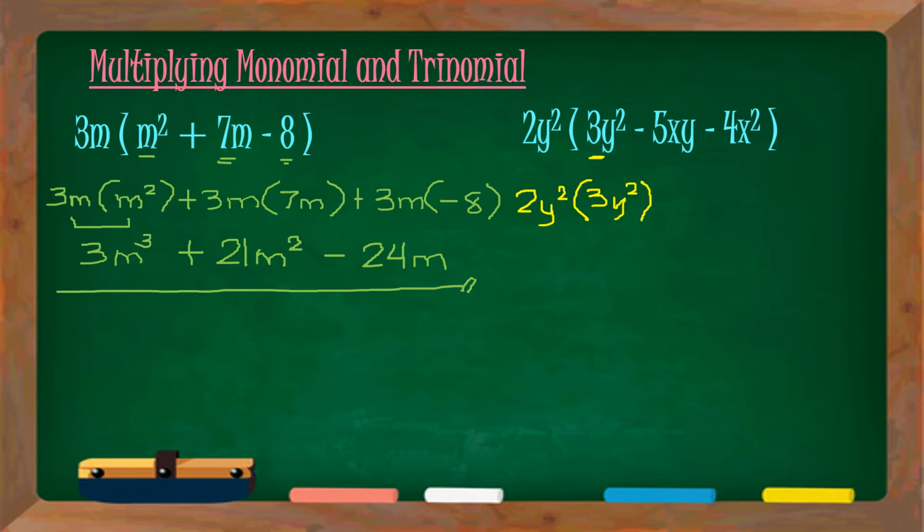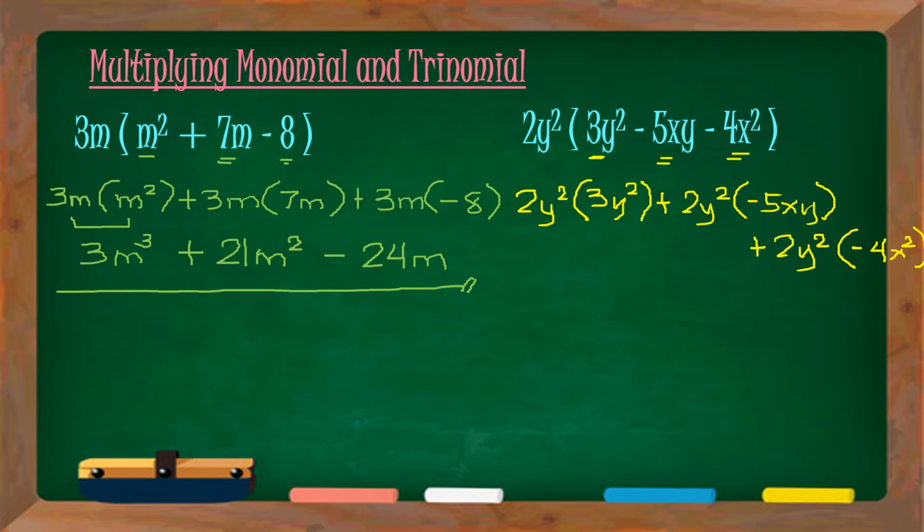Then, ang ating monomial is positive. So, positive 2y squared times the second term of the trinomial, which is negative 5xy. And we have positive, dito ko na ilalagay sa baba, we have positive 2y squared times the last term of the trinomial, negative 4x squared. Okay, sana makita nyo pa kahit nasa pinakadulo na ng ating screen.